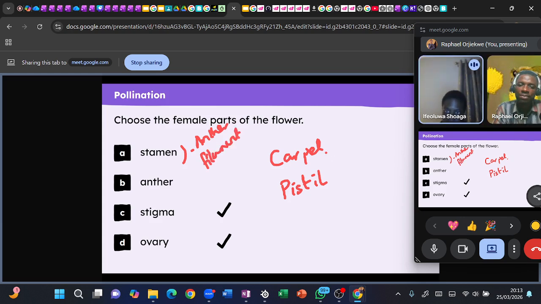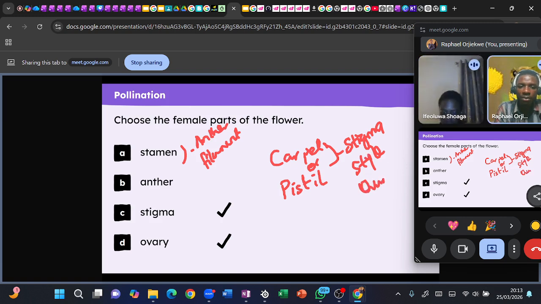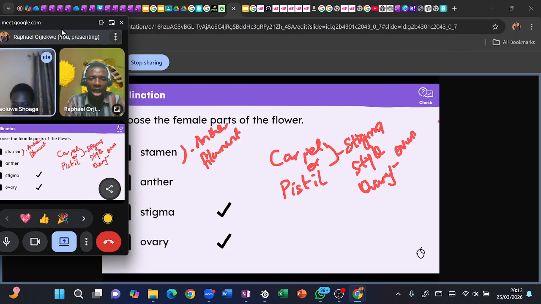So any of these two can be referred to as the female part, which contains the stigma, the style, and the ovary, where the ovum is produced. Where the ovum is produced, and the plural form of the ovum is the ova. I hope we got that.